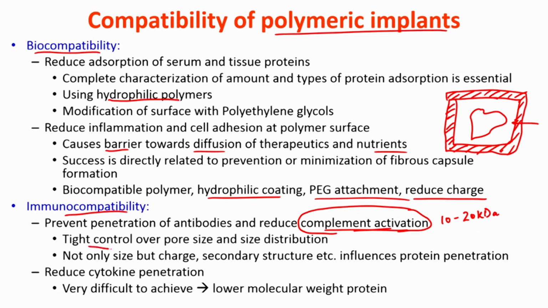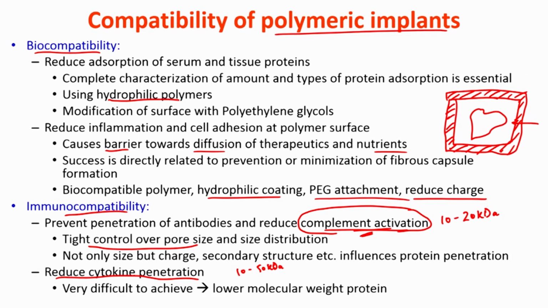That is why you need very tight control over pore size to minimize complement proteins as much as you can and still have a good flow of nutrients across this membrane. And not only size, but the charge and the secondary structure will all influence protein penetration through this membrane. You also want to reduce cytokine penetration, because these are also small proteins, just like complements, that can go through. Some of them are at least 10 to 50 kDa, which you want to prevent, and of course you also want enough pore size for the glucose and insulin, or whatever it is that these cells are producing, to come out.